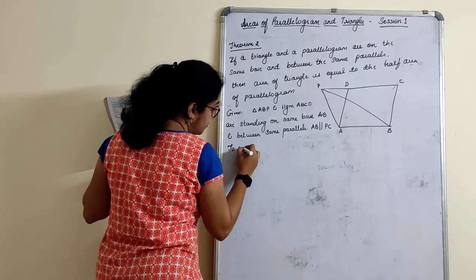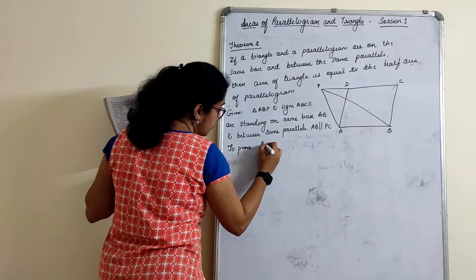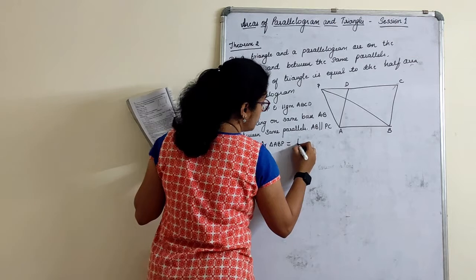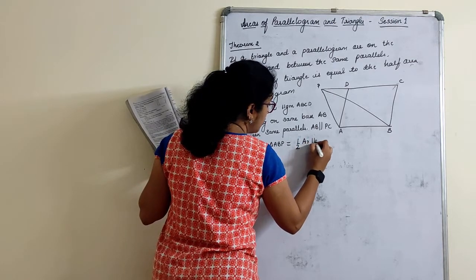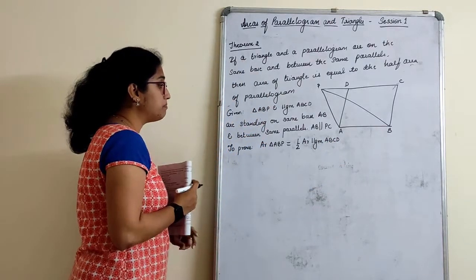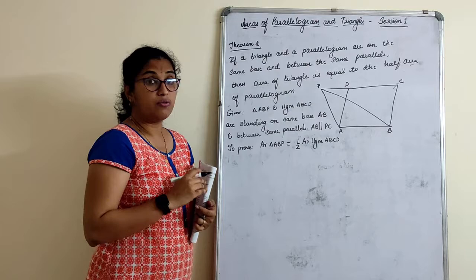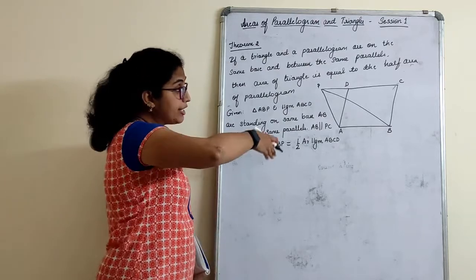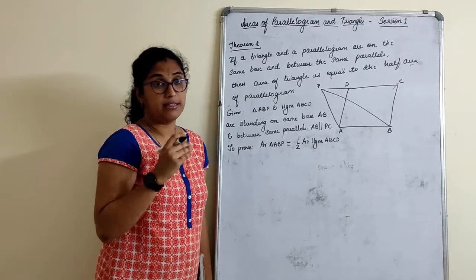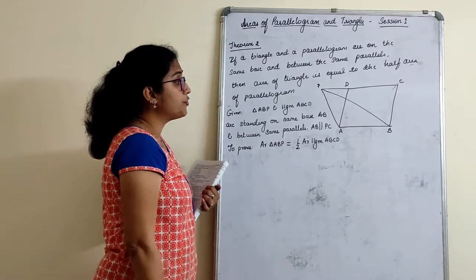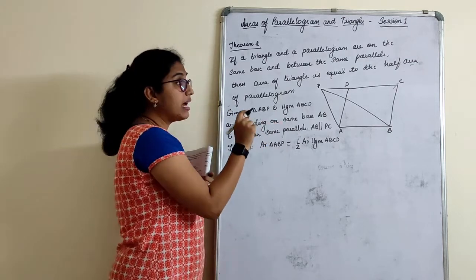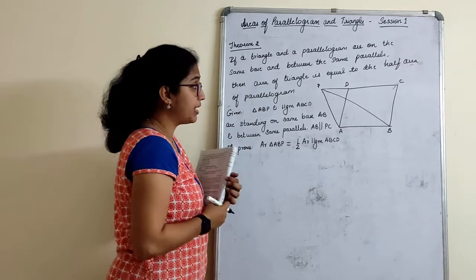To prove: area of triangle ABP is equal to half the area of parallelogram ABCD. Now when we talk about a parallelogram and area, we should know what is the height of the given figure. So what is height, children? Height is always the perpendicular; altitude is the height. So we have to go for a construction and draw the height with respect to the base. That height should be perpendicular to the base.